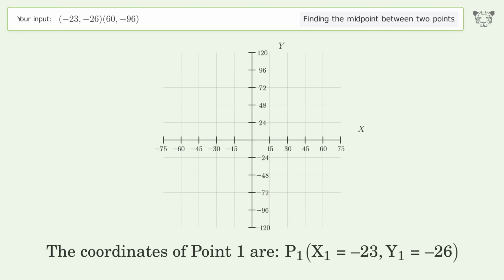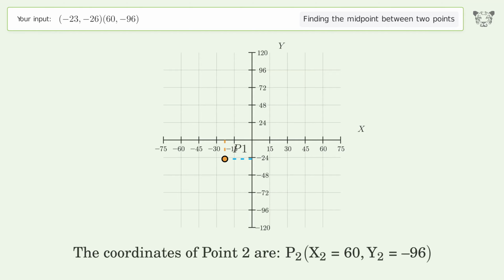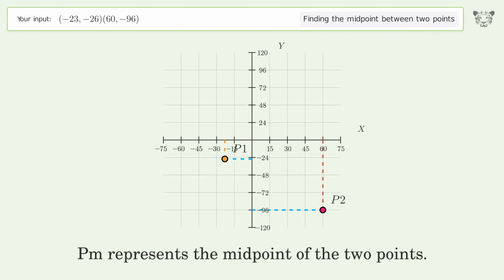The coordinates of point 1 are, x1 equals negative 23, y1 equals negative 26. The coordinates of point 2 are, x2 equals 60, y2 equals negative 96. PM represents the midpoint of the 2 points.